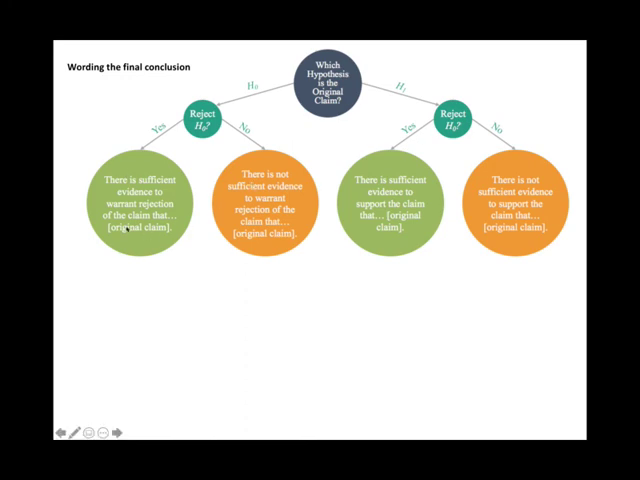So I would call this my number one conclusion. There is sufficient evidence to warrant rejection of the claim. Number two conclusion, there's not sufficient evidence to warrant rejection of the claim. Number three conclusion, there is sufficient evidence to support the claim. And number four, there's not sufficient evidence to support the claim. Okay, so this is called the 1, 2, 3, 4 conclusion.